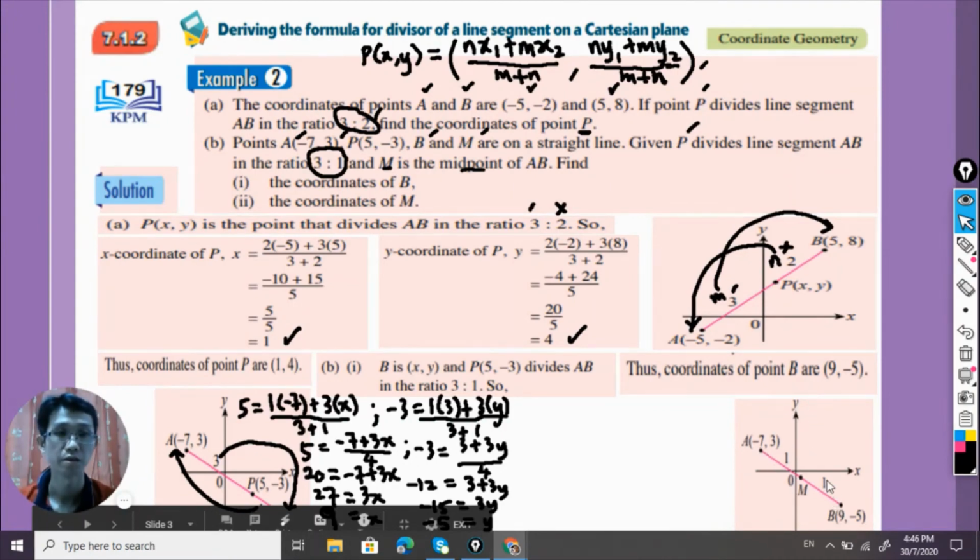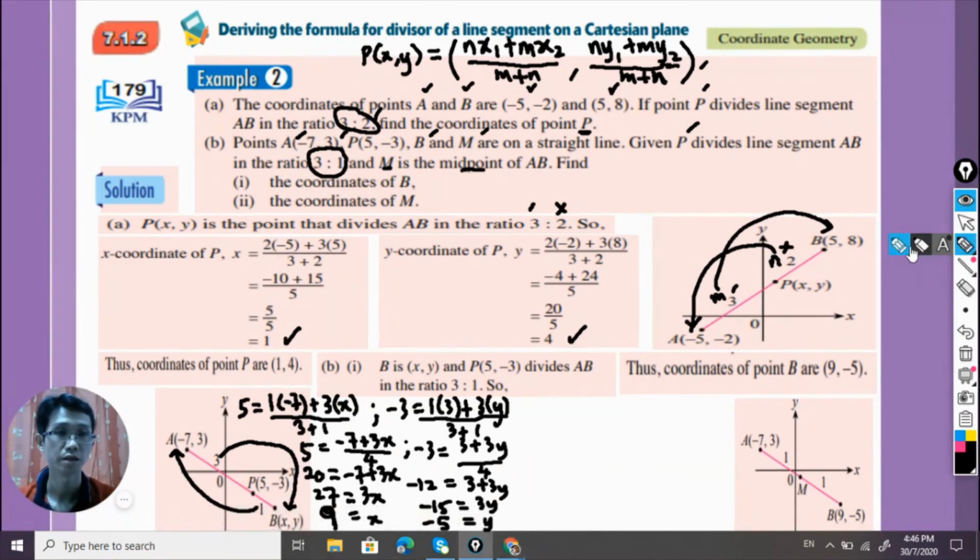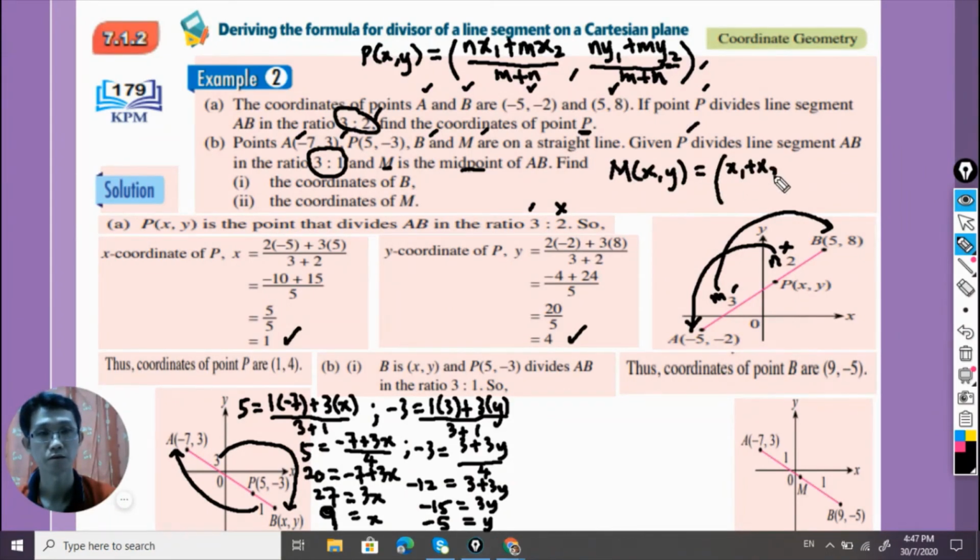After you draw the line segment, let us recall what you have learned in the previous lessons. What is the formula that you can use to link the internal point, the midpoint, with the two endpoints? The midpoint formula is given by M, the coordinate x, equals x1 plus x2 over 2, and the coordinate y is given by y1 plus y2 over 2.